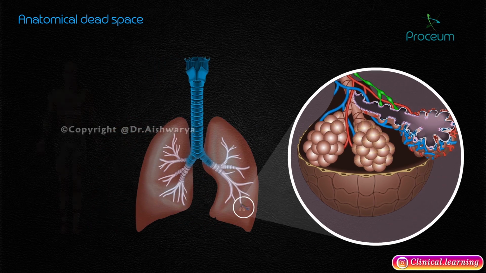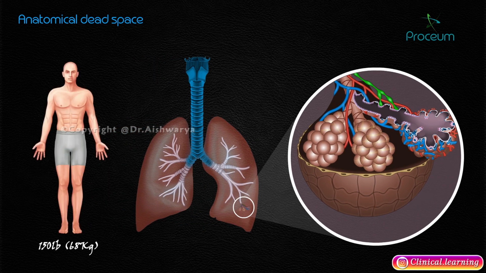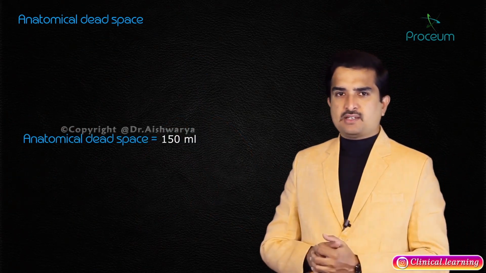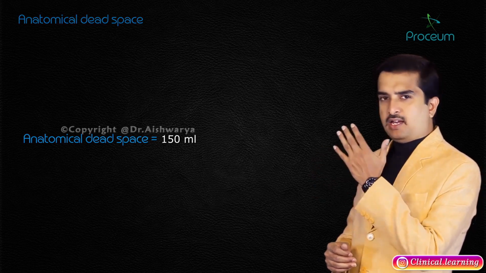As an example, in a man who weighs 150 lb, that is 68 kg, only the first 350 ml of the 500 ml inspired with each breath at rest mixes with the air in the alveoli. Conversely, with each expiration, the first 150 ml expired is the air already present in the conducting zones, which is occupied as dead space. And the last 350 ml of the gas comes from the alveoli. So this is what is called anatomical dead space, and it is 150 ml.